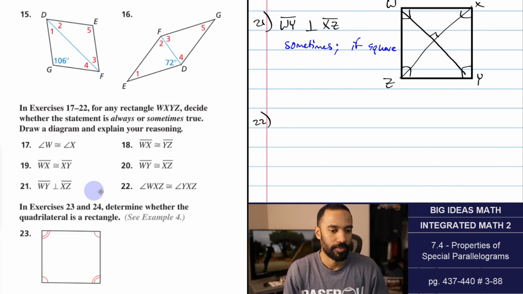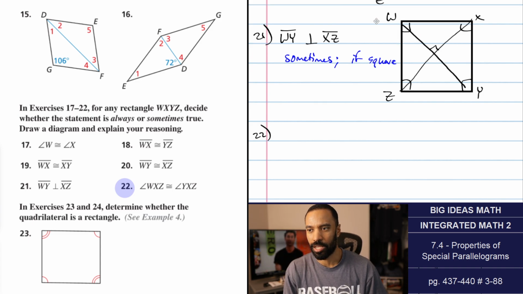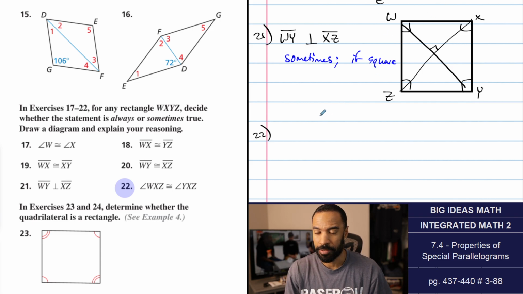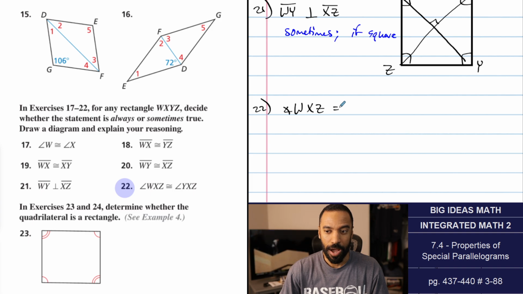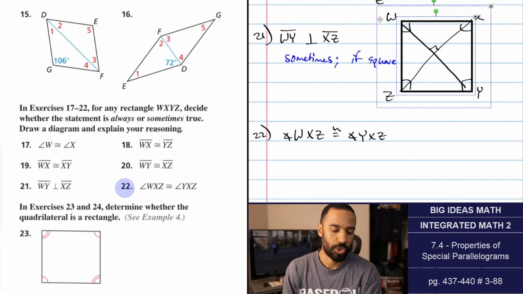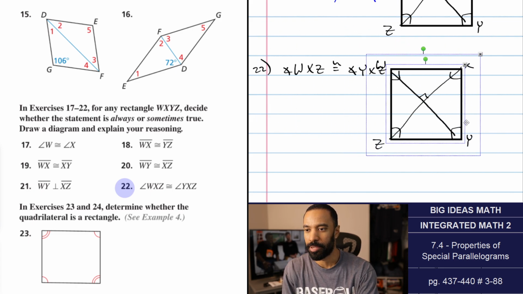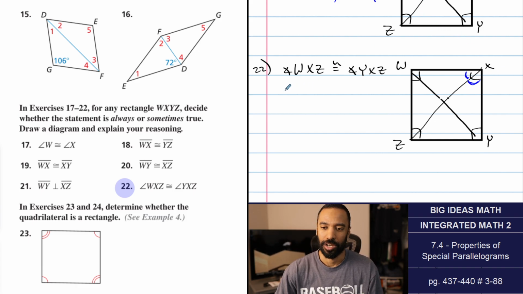Number 22. WXZ congruent to YXZ. Let's look where they are. Okay, so they want the case where, once again, in a parallelogram, we learned if the angles are bisected by the diagonals, then it's a rhombus. So this is the same kind of thing as the previous problem, just in a different format. If it's a square, it's true, but not because of the perpendicular diagonals, but because the diagonals bisect the angles. So now we're looking at, hey, I got some bisected bits right there. Those are congruent. Sometimes.